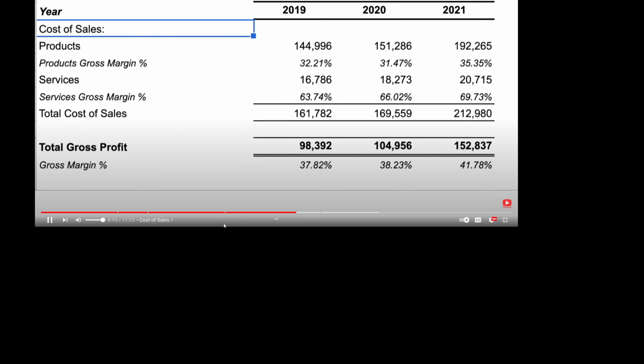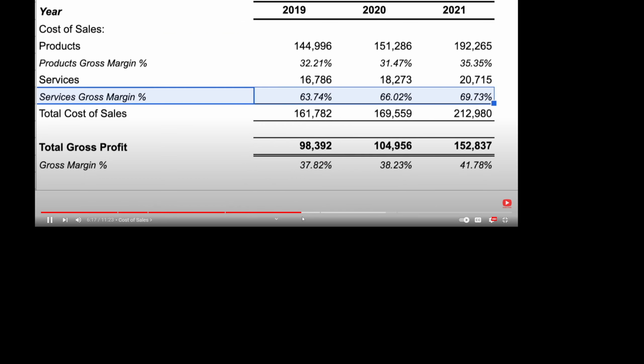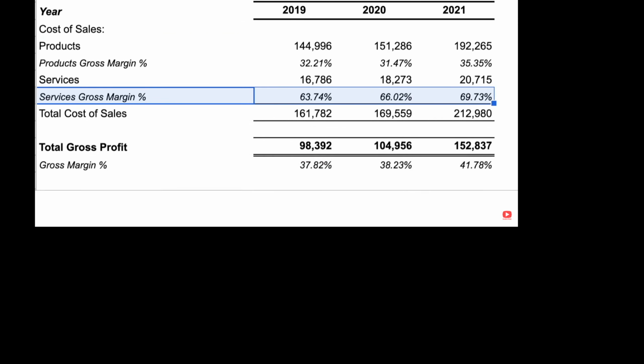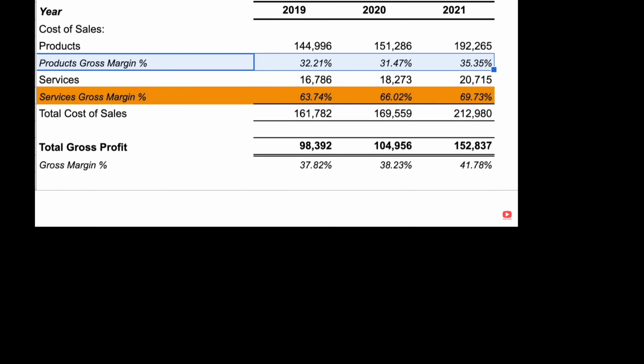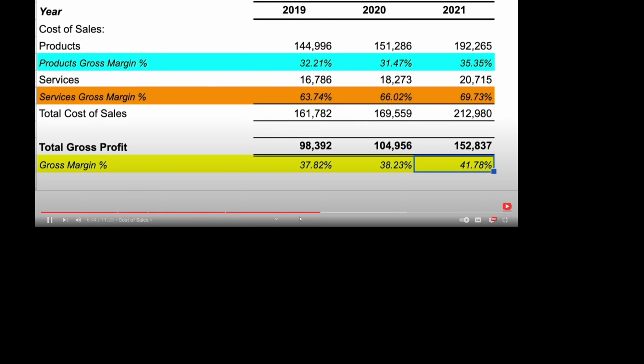Something important to point out is the difference in gross margin between the product side of the business and the service side of the business. The gross margin in the services business is almost double that of the products business. Now you can see why management really wanted to focus on growing the services side of the business, and why it is important for Apple to break out the services revenue from the products revenue. As an investor, you generally want to see gross margins getting larger over time. This is the case with Apple. Gross margins were 37.8% in 2019, 38.2% in 2020, and 41.8% in 2021.